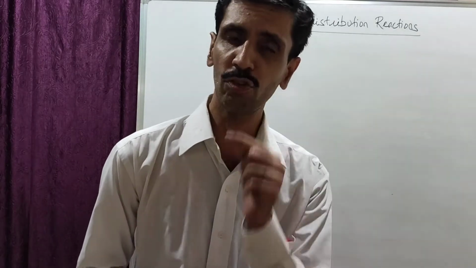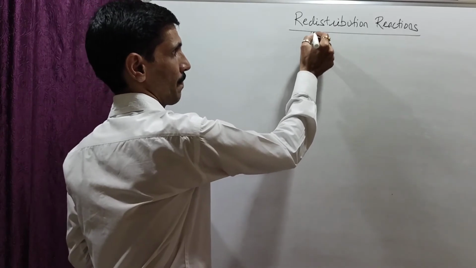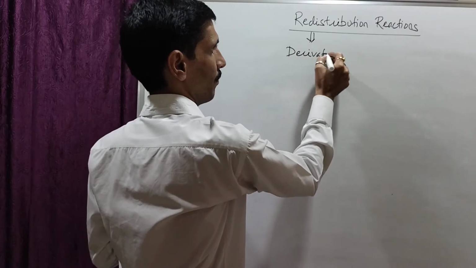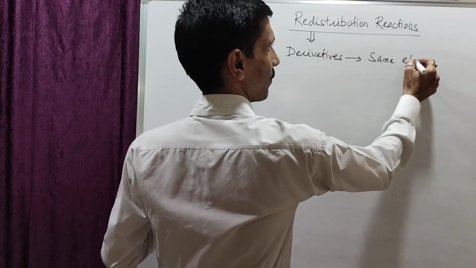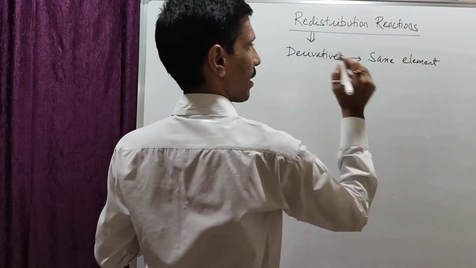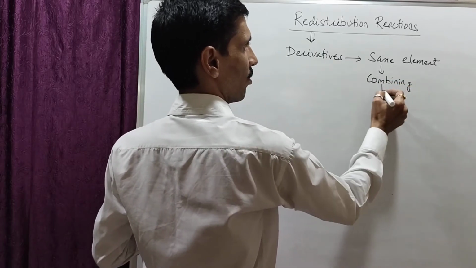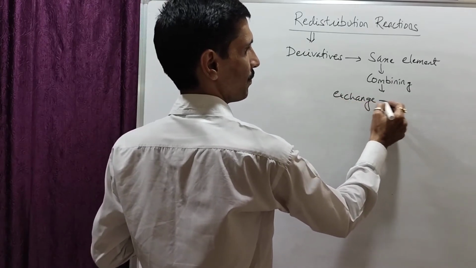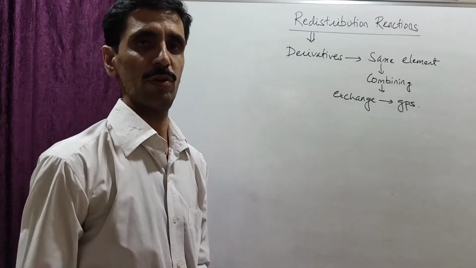So what is exactly a redistribution reaction? That I'll explain to you, and then I'll give you some examples. So in this redistribution reaction, we are talking about derivatives of the same element combining. So there is going to be an exchange of groups taking place, and such reactions are called redistribution reactions.